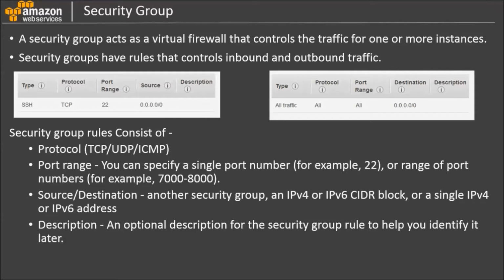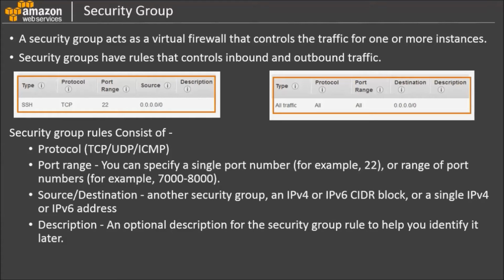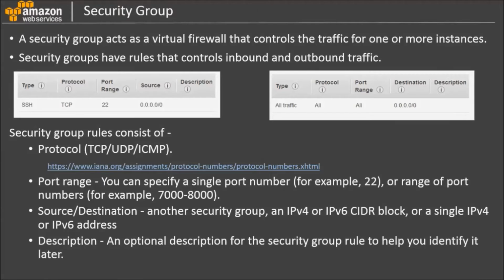Security groups are made of different rules that control inbound and outbound traffic. For example, here this is one rule that controls inbound traffic, and here this is another rule that controls the outbound traffic. Security group rules consist of protocol. Most commonly used protocols are TCP, UDP, and ICMP. So any protocol that has a standard protocol number, you can use that protocol here. For the list of standard protocols and their numbers, you can go here to this particular link.